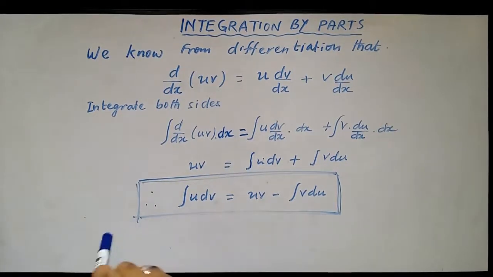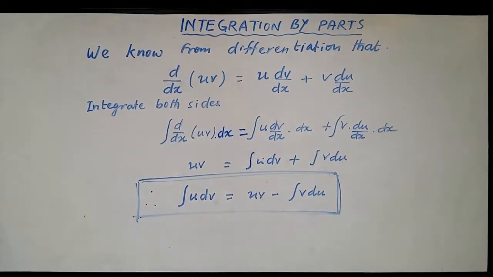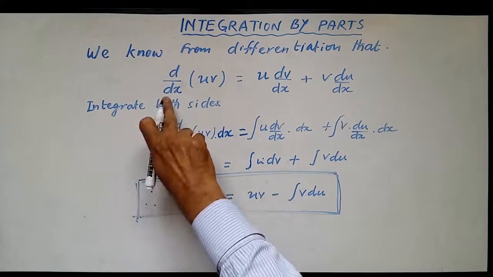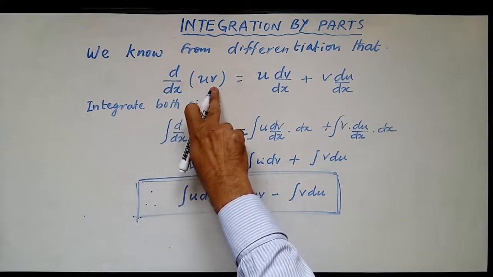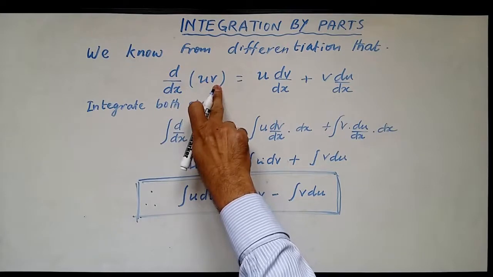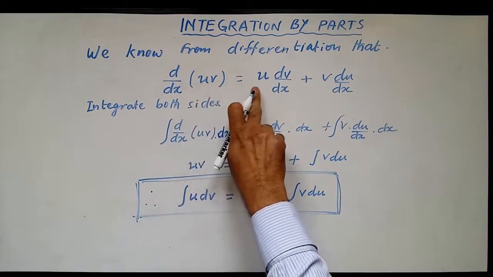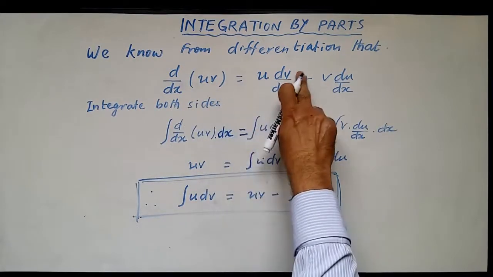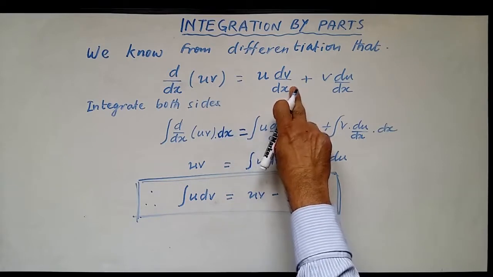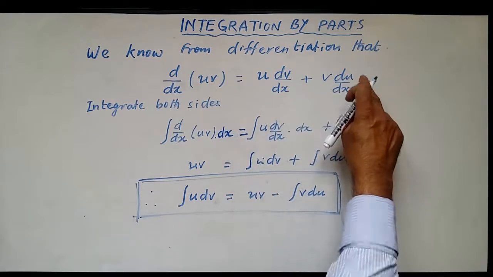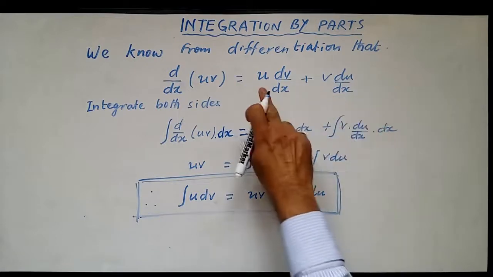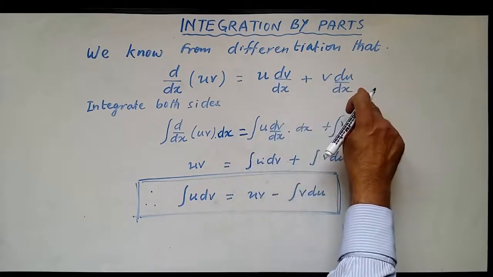Hello friends, today I'm going to show you how to solve problems in integration by a method called integration by parts. As we know from calculus part 1, differentiation, for the differentiation of a product of two functions u and v, where u and v are functions of x, it is the first function multiplied by the differentiation of the second function plus the second function multiplied by the differentiation of the first function. So it is u dv by dx plus v du by dx.